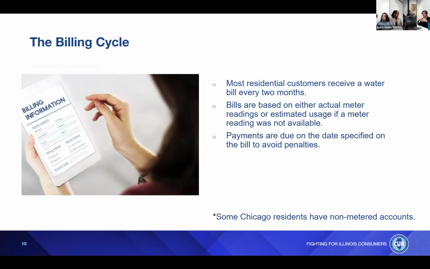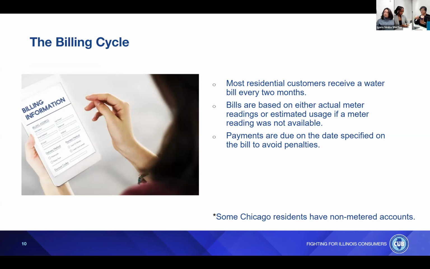The billing cycle will depend. Some municipalities send out a bill twice a month. Some of them do it every month. Basically, the households that have a meter will likely get a bill every month, and those that don't have a meter will get one bill every other month. The payments are due on the date specified. And what happens if a bill becomes delinquent?